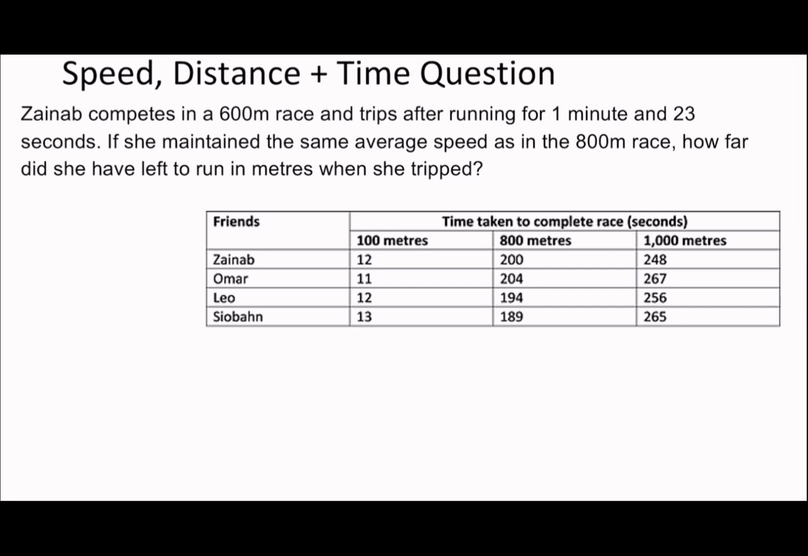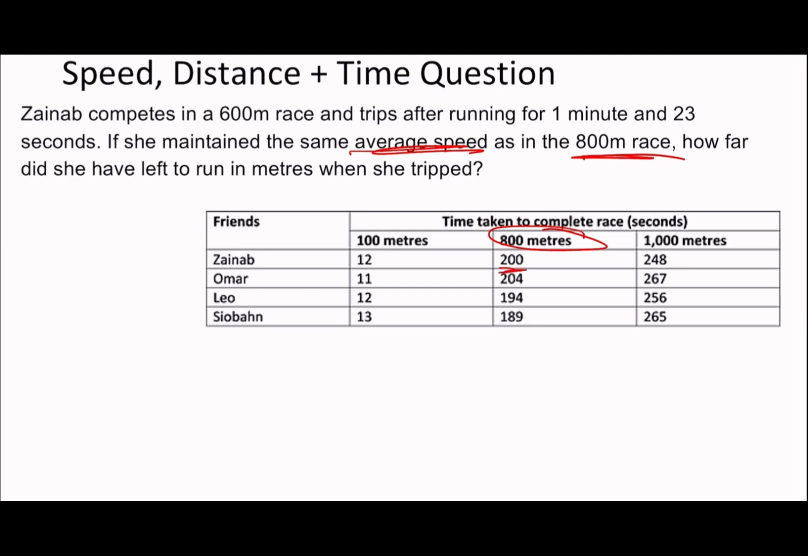If she maintained the same average speed as in the 800-meter race, how far did she have left to run when she tripped? So this is slightly similar to a speed, distance, time question that was done in the last video. If you haven't watched it, please do check out videos 1 and 2. So let's have a go at this one.